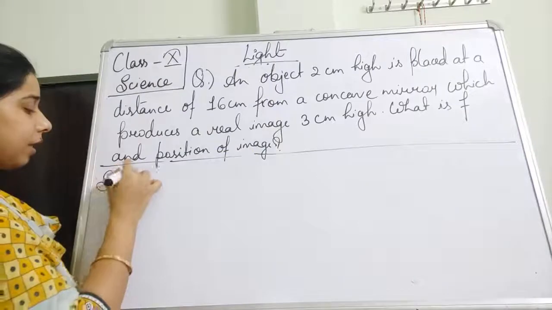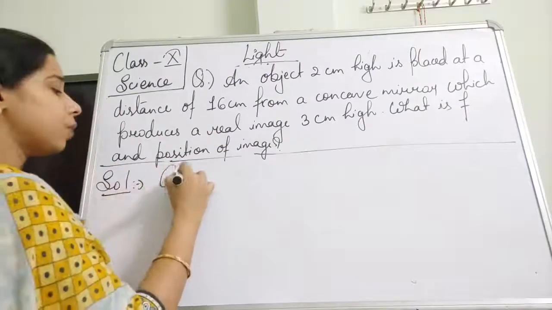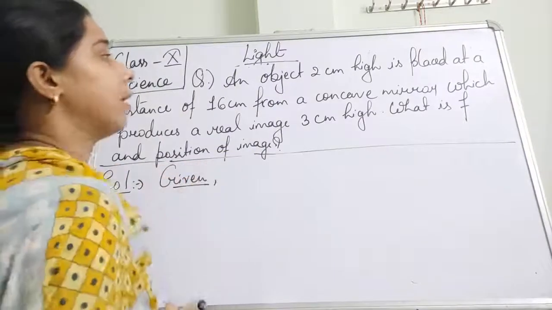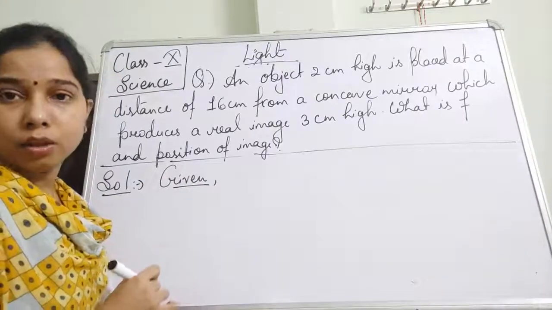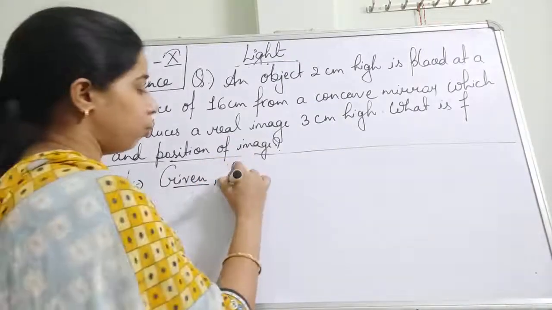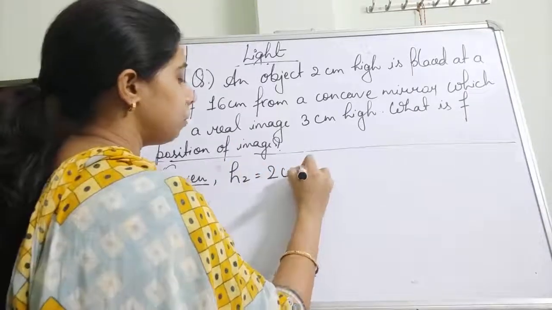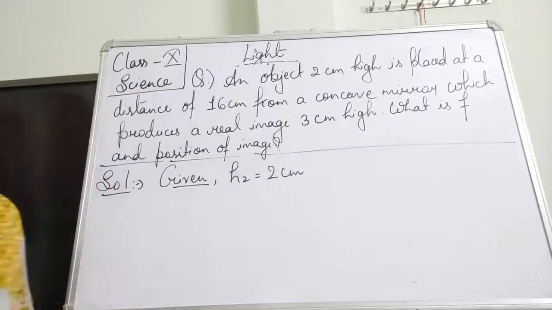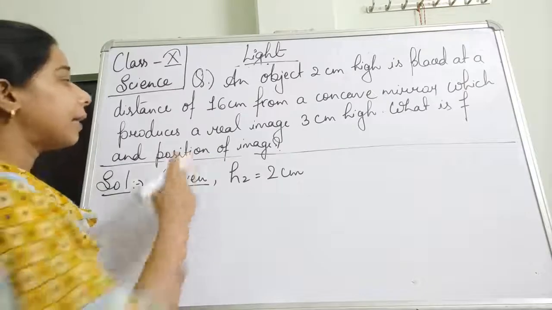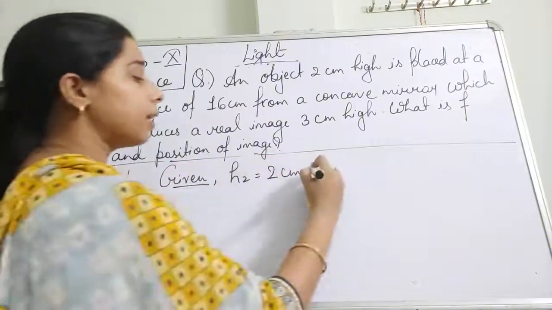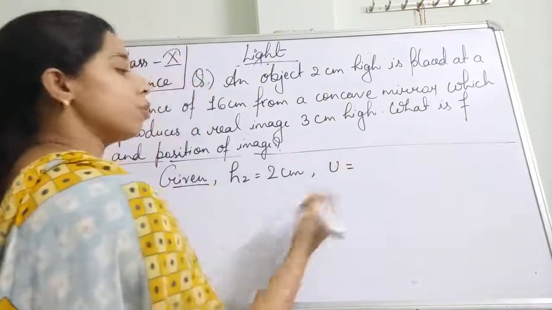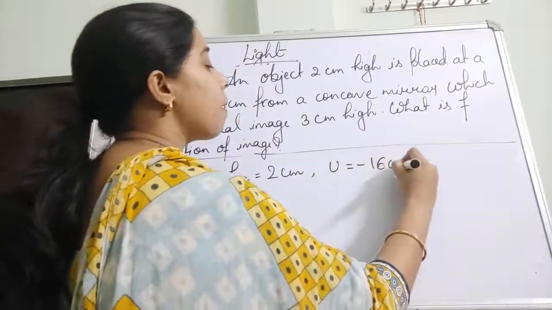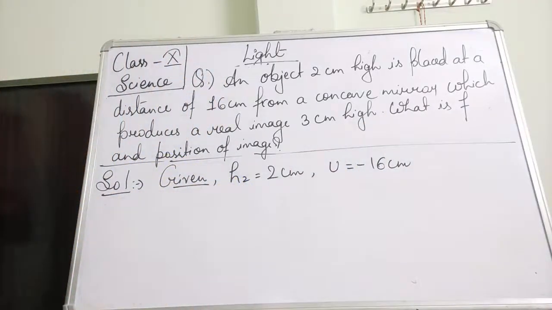Okay. Now see here. Again, what are the things which are given here? Given is an object 2 centimeter high. So height is already given. So h2, that is given as 2 centimeter, because it is in the upward direction, so it will always be positive. While that of the object is placed at a distance of 16 centimeters. So object distance is also given. U is equal to, you know that it will always be negative, so minus 16 centimeters.